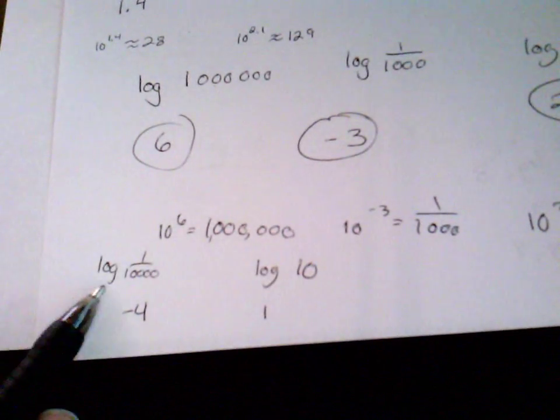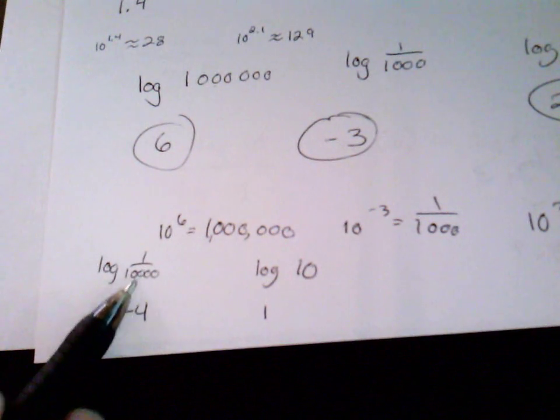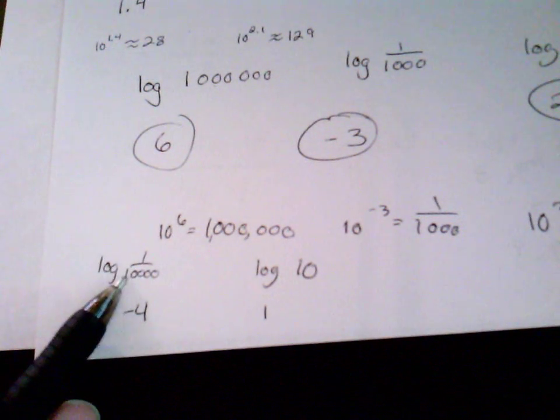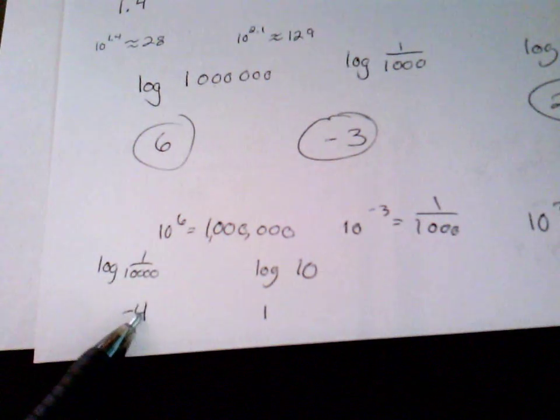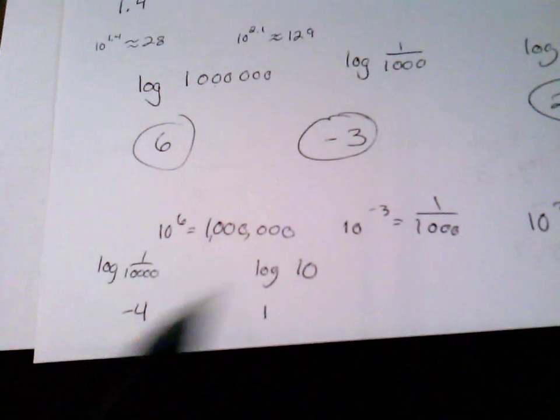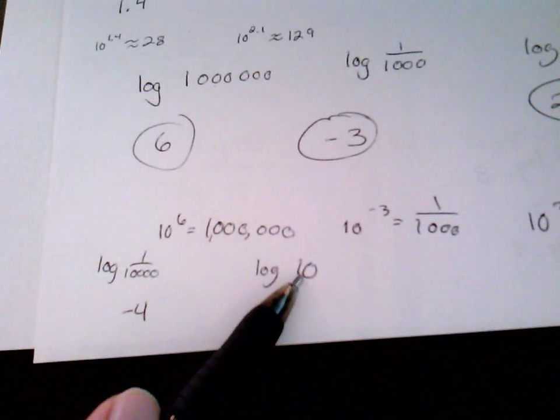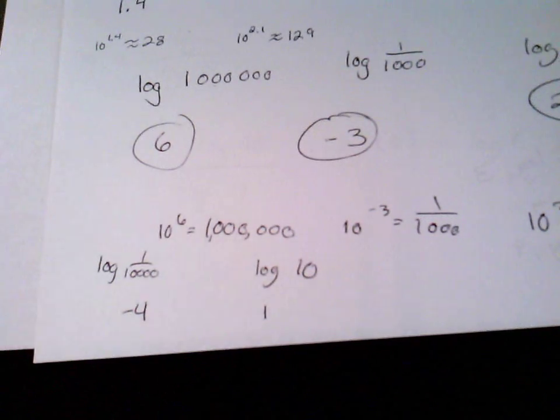Last but not least, these two. If you have log of 1 over 10,000, negative because of fraction, 1, 2, 3, 4 zeros, so that's going to be 4. Last. So this would be 10 to the 1st power gives me 10. So we only have 1 zero, obviously the answer is 1.